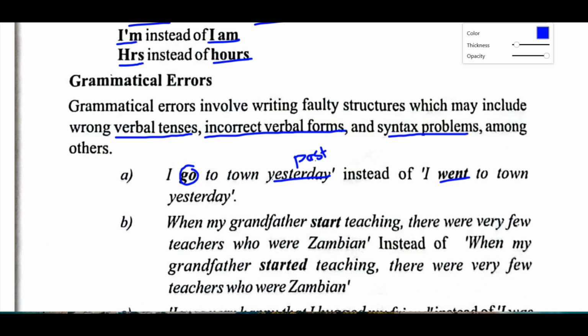Then B, we have: when my grandfather start teaching, there were very few teachers who were Zambian. So this is also past. What is the past of "start"? It is "started". So we are supposed to say, when my grandfather started teaching, there were very few teachers who were Zambian.